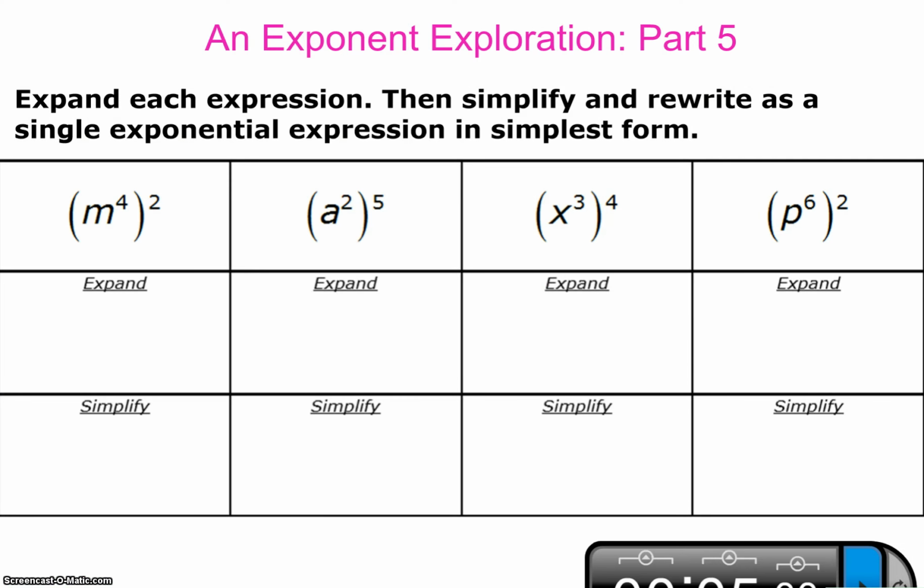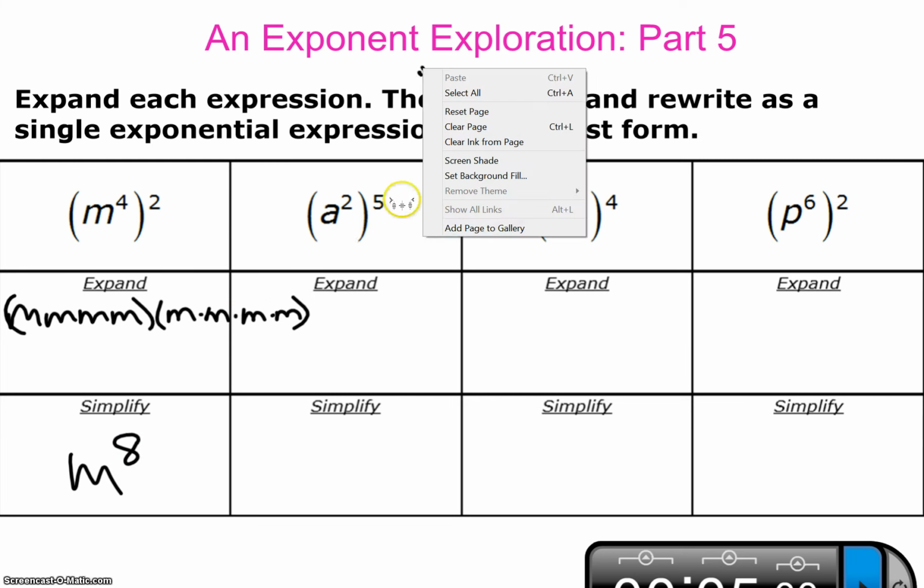Okay, part 5 says expand each expression, then simplify and rewrite as a single exponential expression in simplest form. To do this, we have m to the 4th power 2 times. So m to the 4th looks like this, times, and those are all multiplied, m to the 4th. So in all actuality, how many m's do we have? 1, 2, 3, 4, 5, 6, 7, 8. So our simplified expression is m to the 8th power. Now, let's do the next example.